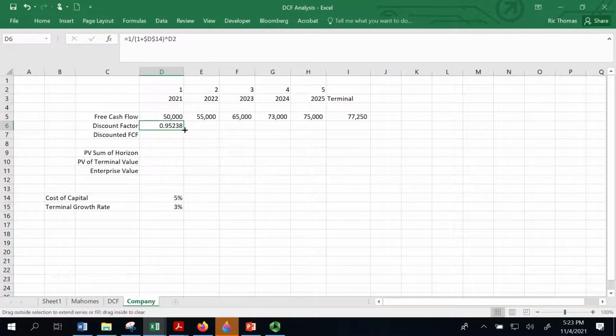All right. And so then I've anchored the cost of capital. I've anchored this 5% down here. Now I'm going to drag this across, and I'm going to stop right here. I'm not going to do any more discount factors. I'm not going to do one over here, and I'll show you why in a second. Let's calculate the present value of the free cash flow. Let's go equals this 50,000 times that discount factor, which is this number here. And let's drag that across.